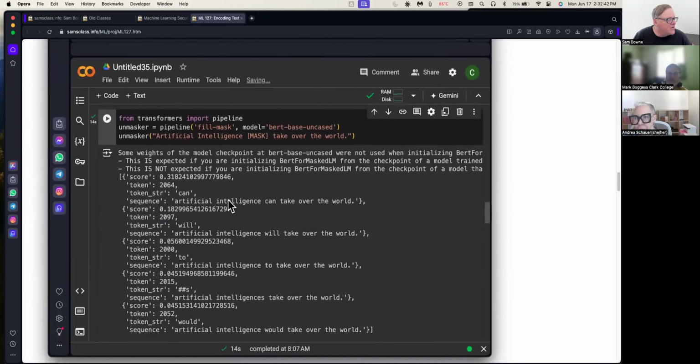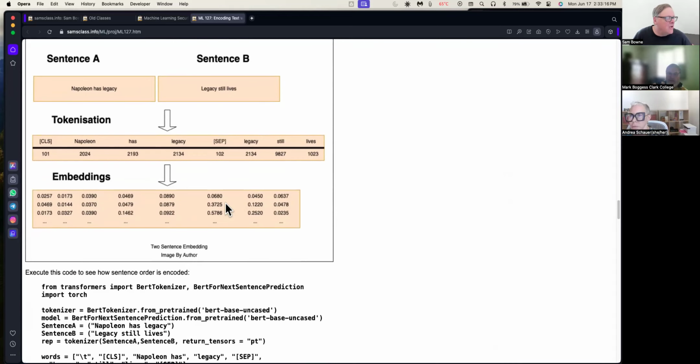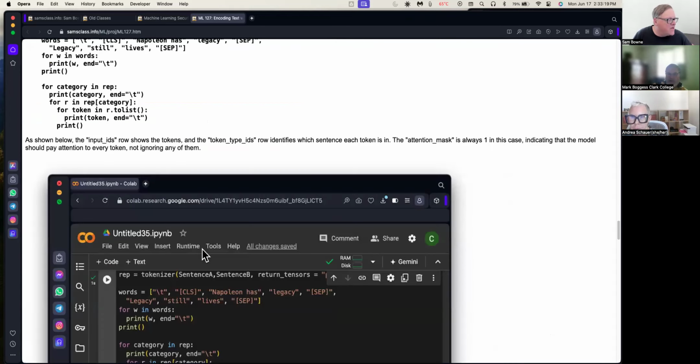And here it'll show you, so this is the one I showed you before. Artificial intelligence can take over the world, will take over the world, to take over the world. Various ways to complete that sentence. And here's the score. The score is basically the percentage of chance that that's it. 30% chance of this, 18% of that, 5% of that, and so on. Basically, how many times in the training data was this word found in that sentence or a sentence like it? So then you do sequencing sentences, sentence A and sentence B, where sentence B is either the right sentence or a random wrong sentence, and it learns to match them. And you can do that one too and see how it goes.